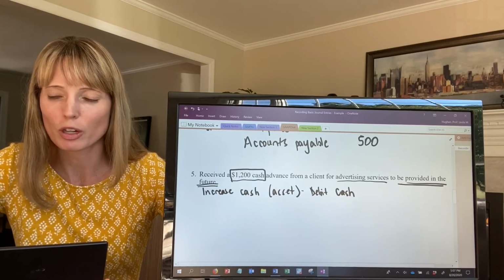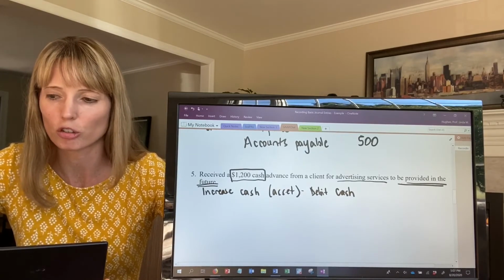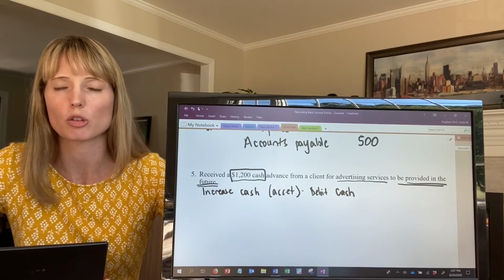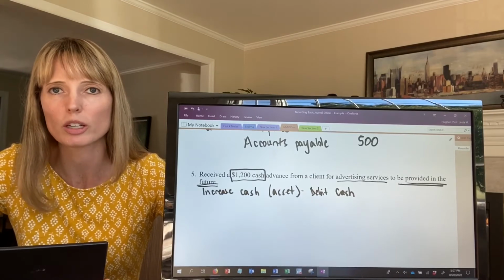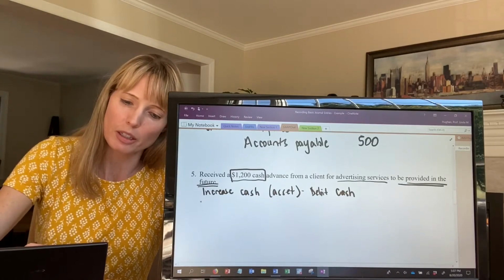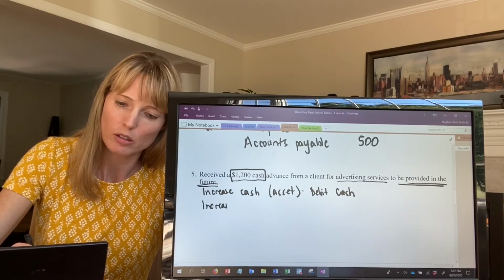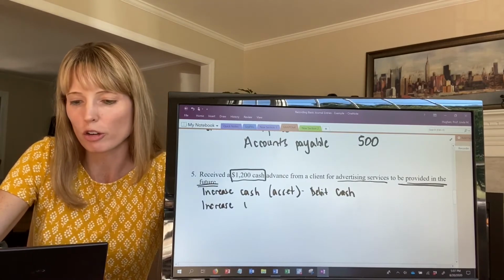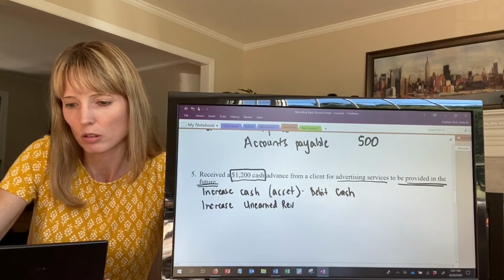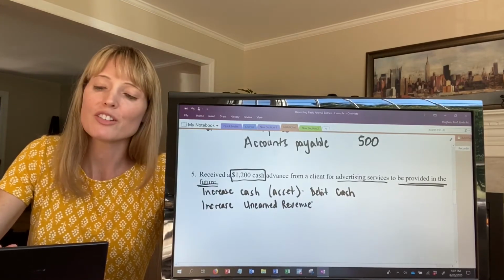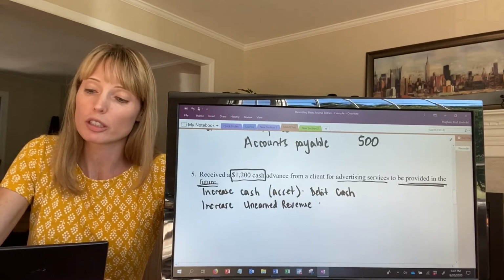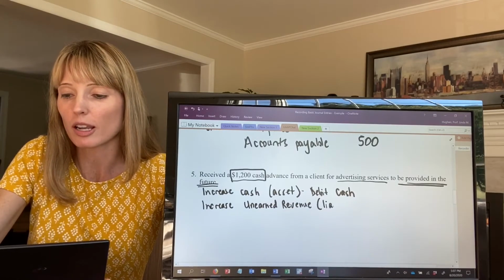So what account is this? Well, if we just take a step back and think in plain English, we received $1,200, we owe services to a customer. And when we owe something, what type of account do you think of? We think of liabilities. So we have a liability account that we're going to increase called unearned revenue, also known as deferred revenue. Even though it has the word revenue in its name and it looks like a revenue account, it's really important to remember that unearned revenue is a liability account.